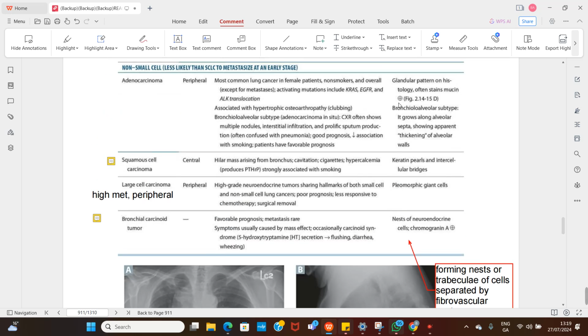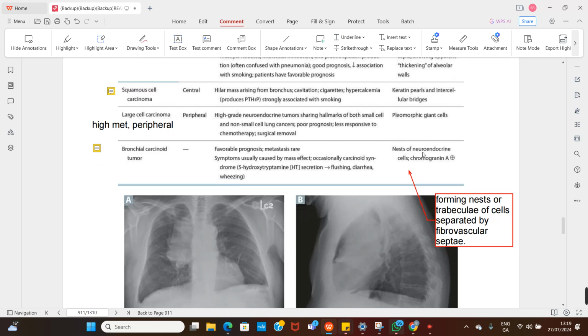It's going to have the same presentation like small cell. They are going to have small round blue cells. If you do your staining, chromogranin here will be positive, neuron-specific enolase will be positive, synaptophysin is going to be positive.